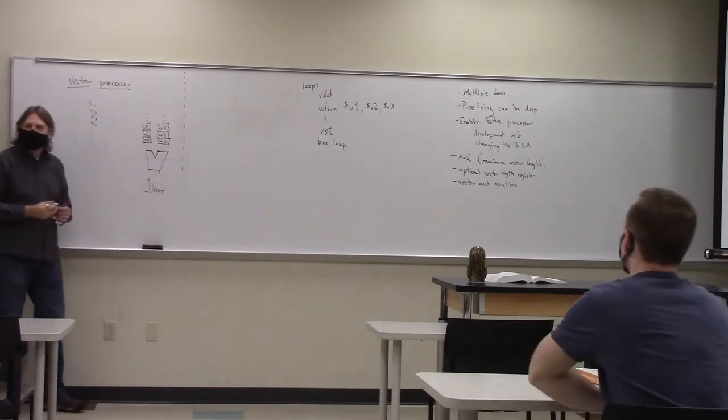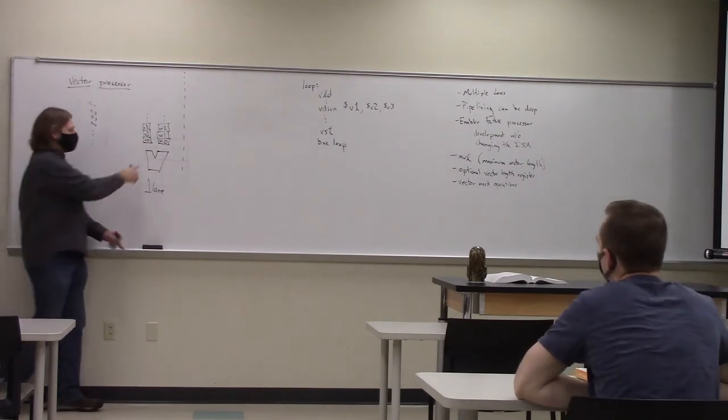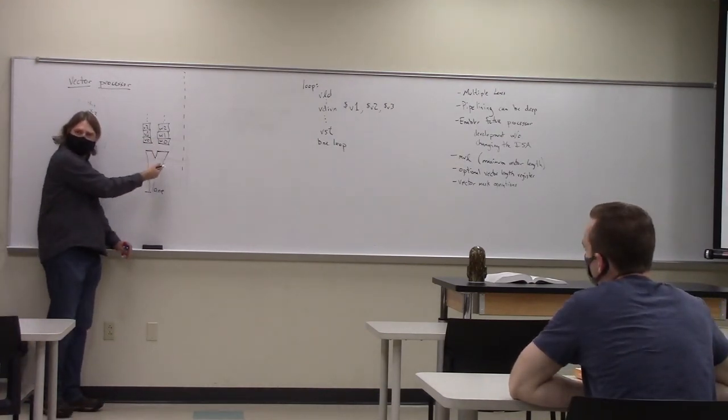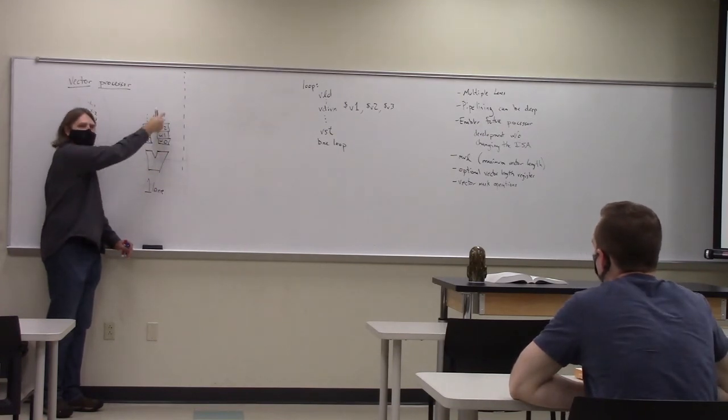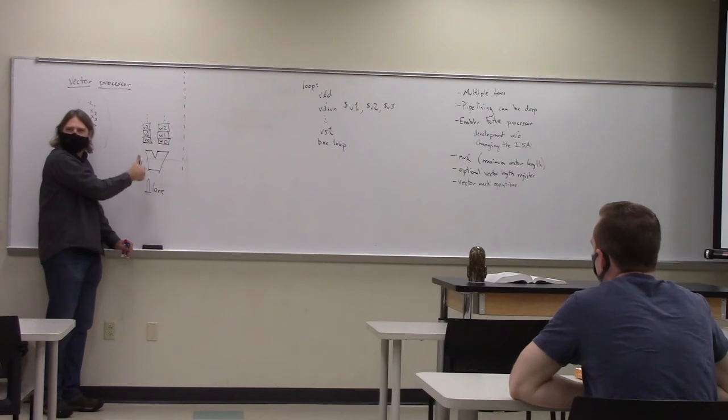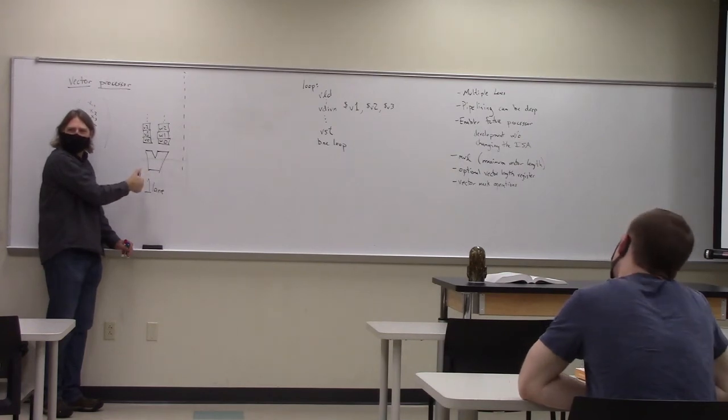This is kind of what we set up. And we can make this deeply parallel pipeline to get as many of these operations from vector V and vector W through our processor doing what we want.